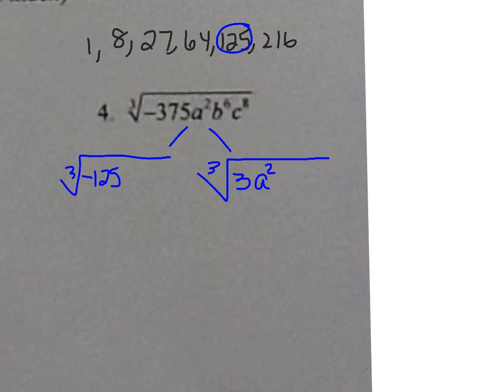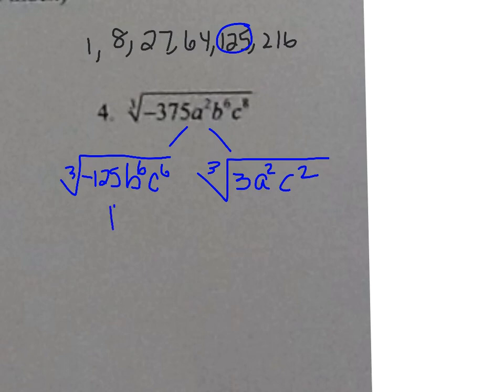All right, b to the 6. So 6 is divisible by 3. That means it's a perfect cube. So I'm going to put b to the 6 on the left. C to the 8th is not a perfect cube because 8 is not divisible by 3. So start going down from 8. C to the 7th, no. C to the 6th, yes. So we have c to the 6th times c squared. That gives me c to the 8th.